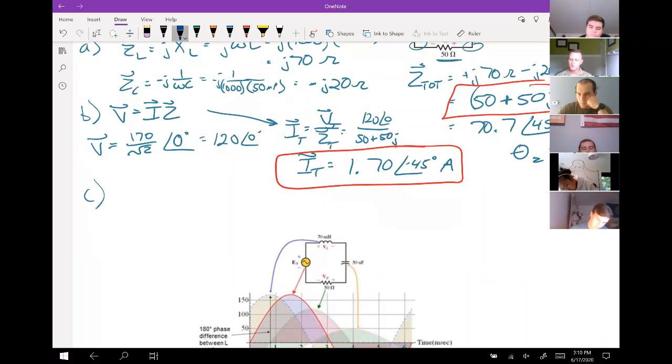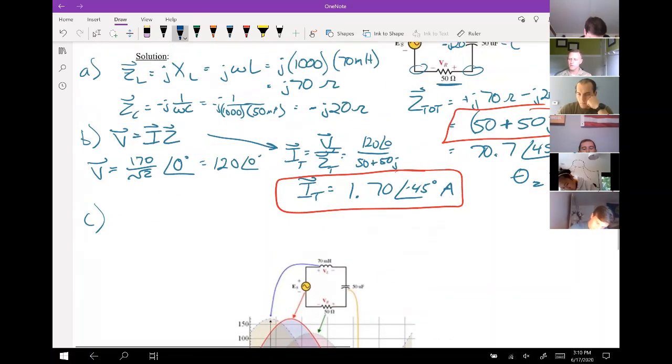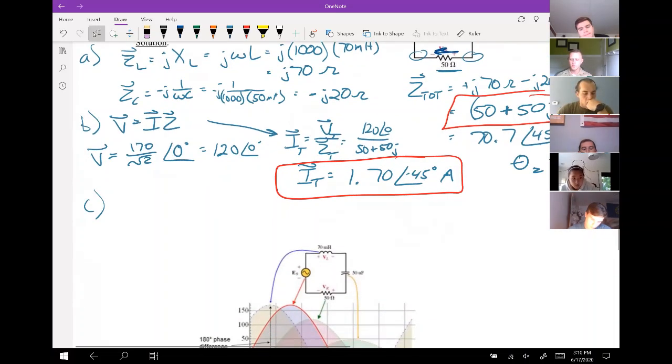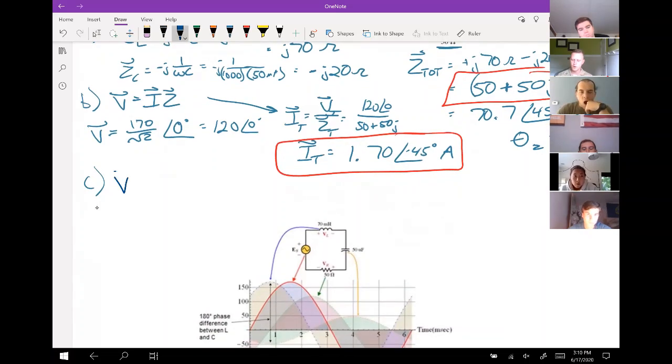Well, if I know the I total, and these are all in series, and series elements have the same current, well, the current coming out of my source is the same as the current flowing through the inductor, is the same as the current flowing through the capacitor, is the same as the current flowing through the resistor. They all have the same current flowing through. So if I needed to do each of these, I could do Ohm's law for each of them. You could also use voltage divider rule. That would be acceptable because these are all series elements, and voltage divider rule is for series elements.